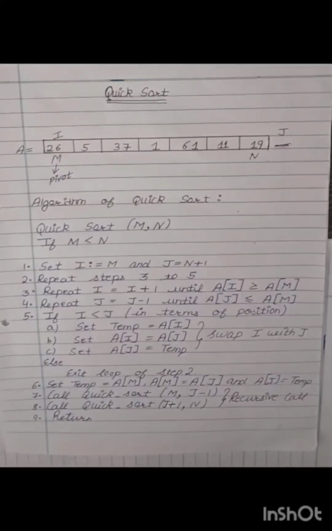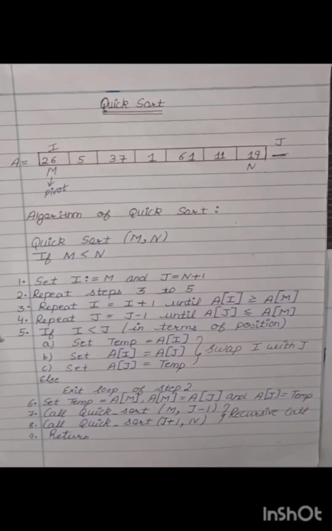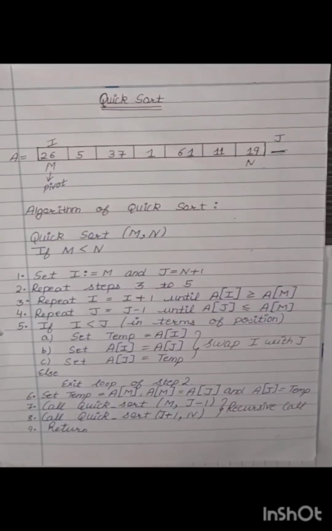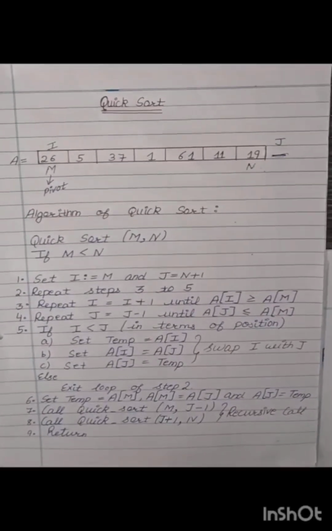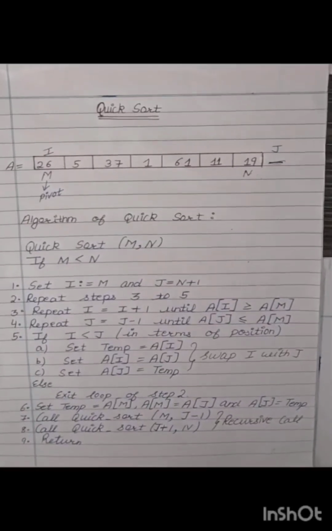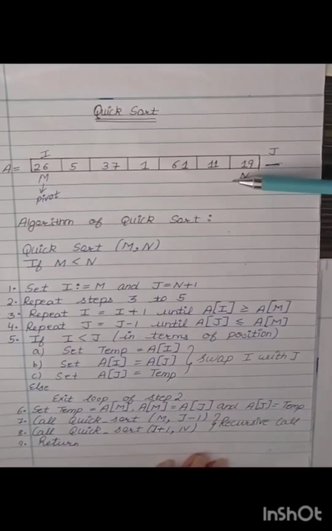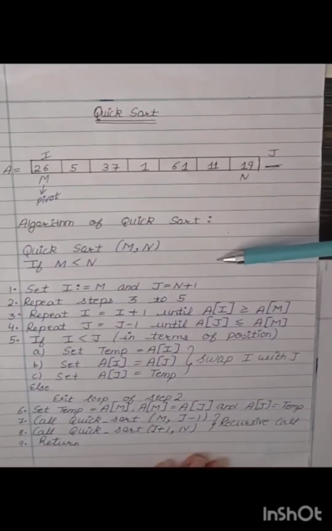Quicksort is a divide and conquer sorting algorithm that works by selecting a pivot element and dividing the other elements into two subarrays: those elements less than the pivot and those greater than the pivot. Then it recursively sorts the subarrays. So here is the array of this quicksort and here is the algorithm of this quicksort.